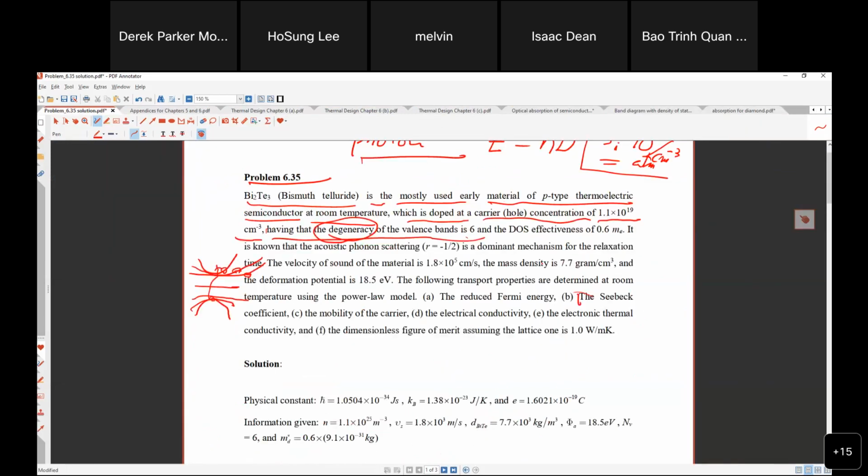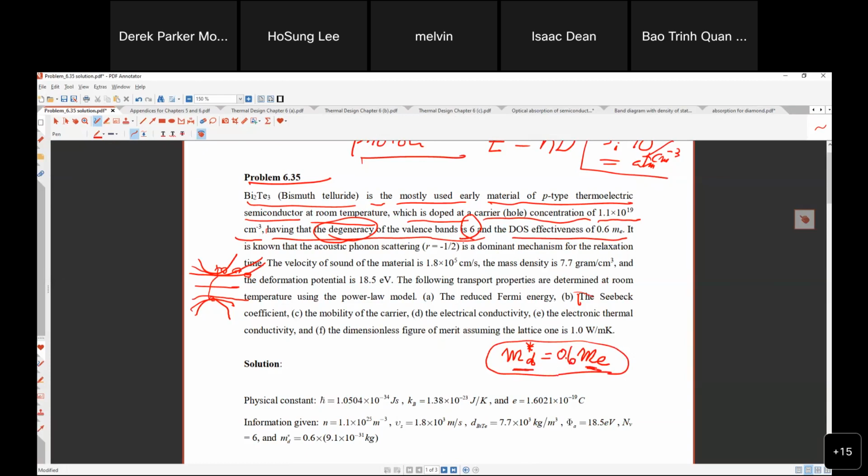I'd like to go back to you now. So we have 6 valleys, and the density of states effective mass is 0.6, which means the electron mass is given, but the effective density of state, we call it m star D. This one is 0.6. This is experimentally, numerically, physically obtained. So we have to understand that this is real.